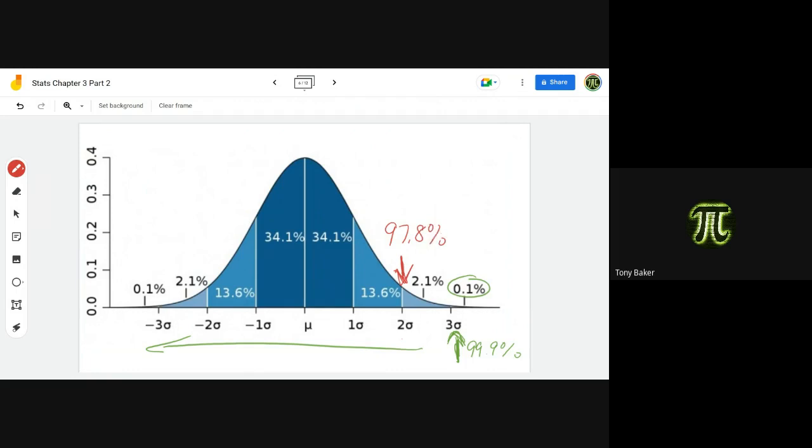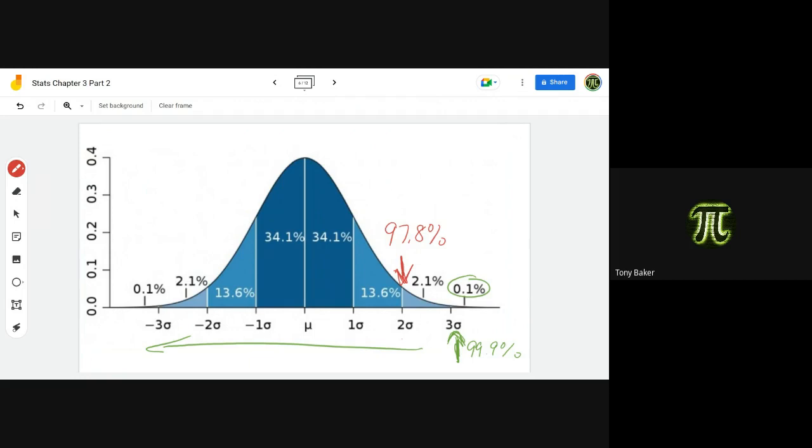So I'm at 97.8% if I'm at 2 standard deviations above. So where's 95%? If I was in the 95th percentile, where would I be? All right. So somewhere between 1 and 2, right?